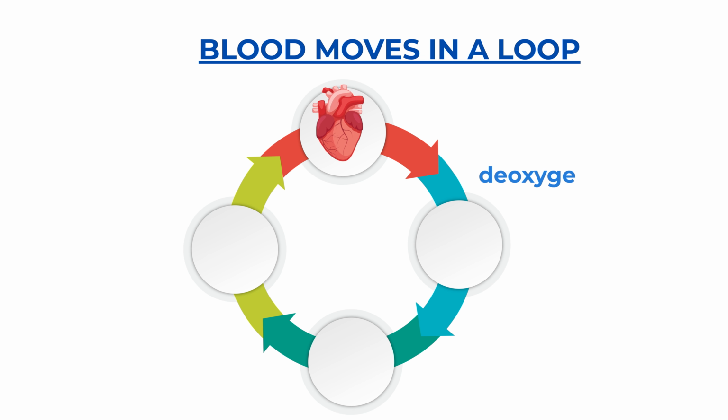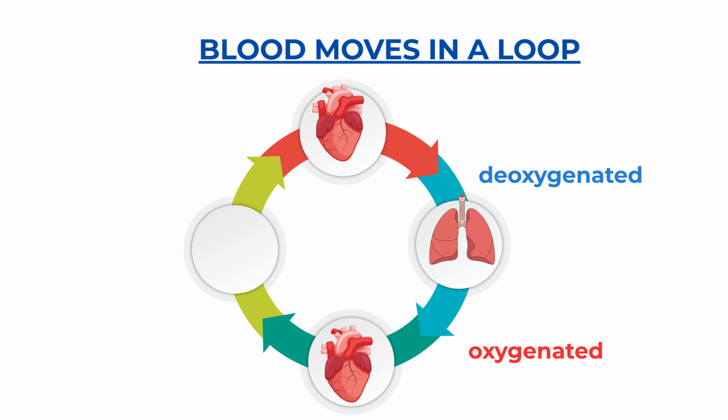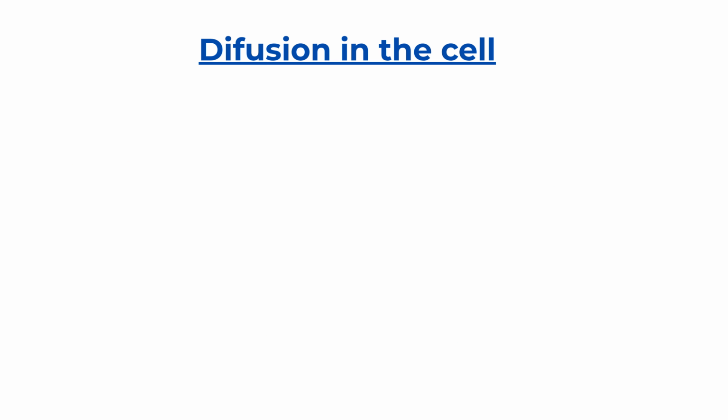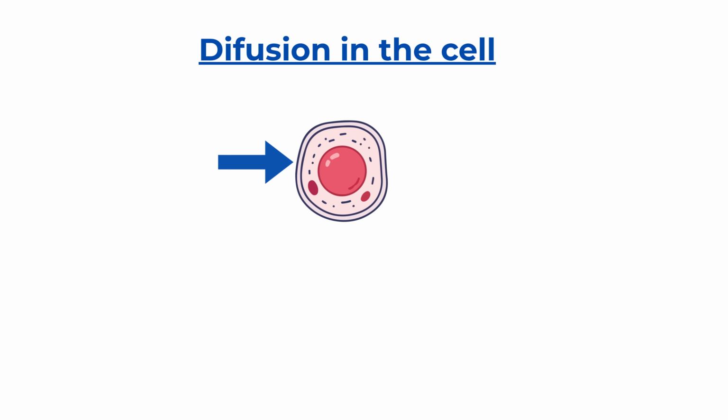Think of blood movement like a loop. It doesn't start and end. It just keeps going. But for us to understand it, we'll pick a starting point. Let's start inside your tissues, where your cells are. So your cells are constantly using oxygen to produce energy. This happens inside tiny structures called mitochondria. That's where energy is made. But once oxygen is used, the cell produces waste, especially carbon dioxide.